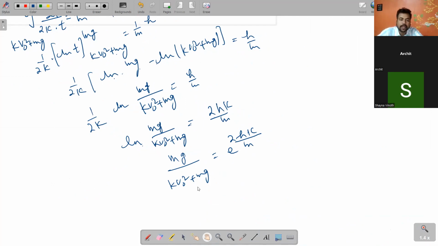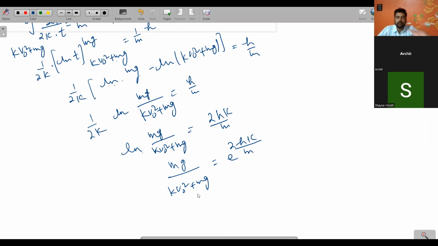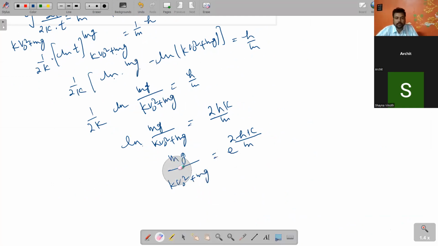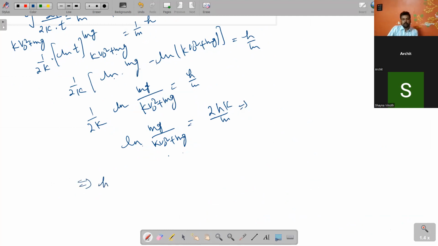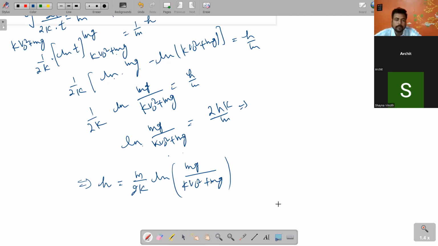Okay, now from here you can see that we have to find actually the height. So don't do this, this is not needed actually. From here only we can find the height. Height is m upon 2k, ln of mg upon kv naught square plus mg. This is the height this body will gain.